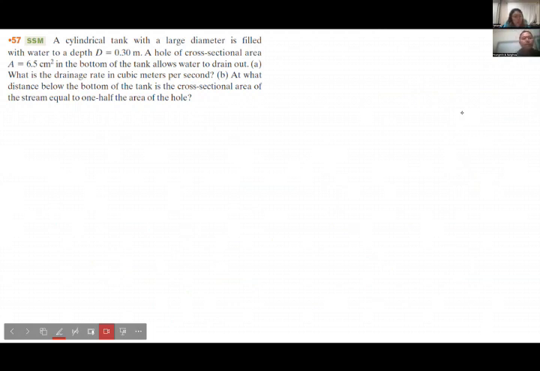A cylindrical tank with a large diameter is filled with water to a depth of 0.30 meters. A hole of cross-sectional area 6.5 centimeters squared in the bottom of the tank allows water to drain out. What is the drainage rate in cubic meters per second? At what distance below the bottom of the tank is the cross-sectional area of the stream equal to 1/2 the area of the hole? Okay, in order to solve this problem, you need the Bernoulli equation.